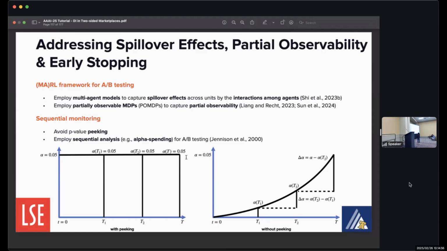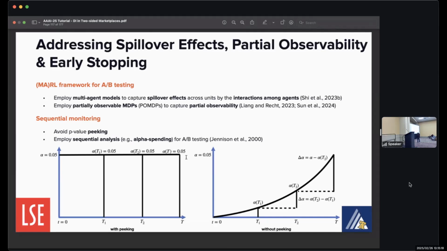So this procedure is invalid because at each time point, you didn't adjust the type 1 error. You use the same significance level. And because of that, the total family-wise error rate will inflate. It will be much larger compared to 0.05.